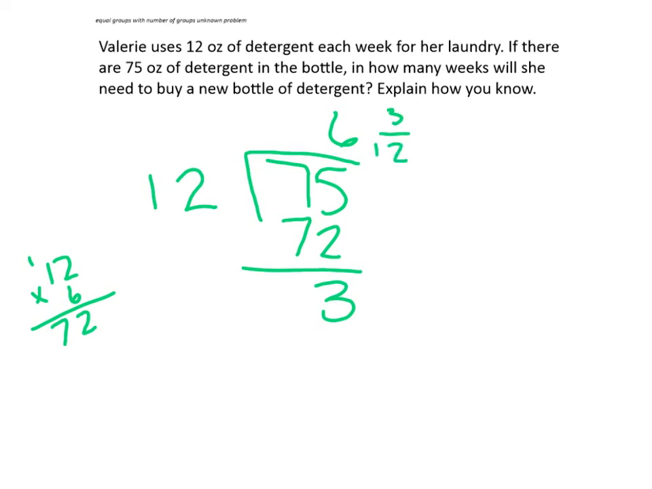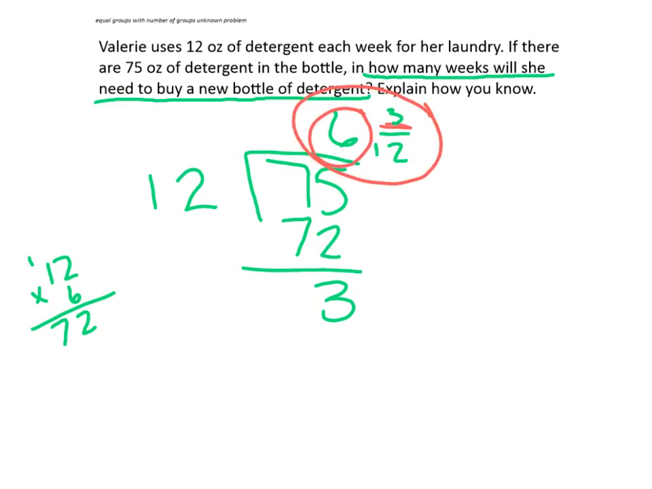Now, if we look at this problem, you should have gotten 6 3/12. They want to know in how many weeks will she need to buy a new bottle of detergent. So as we look, we have 6 whole weeks, and then she has 3/12 left. Well, when would she need to buy the new bottle? Would she need to buy it in the 7th week or in the 6th week so that she has enough?